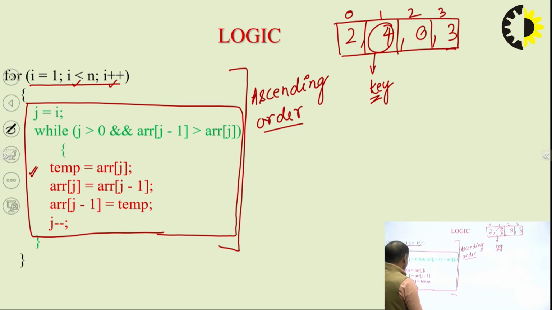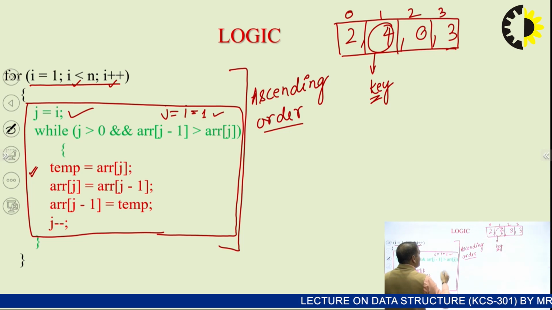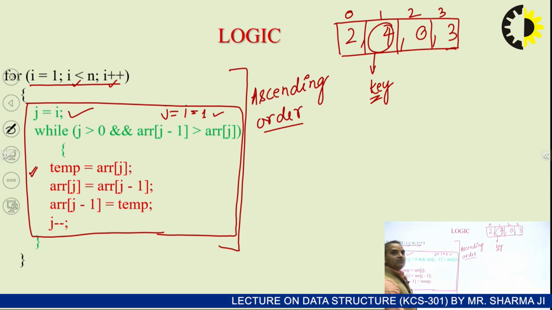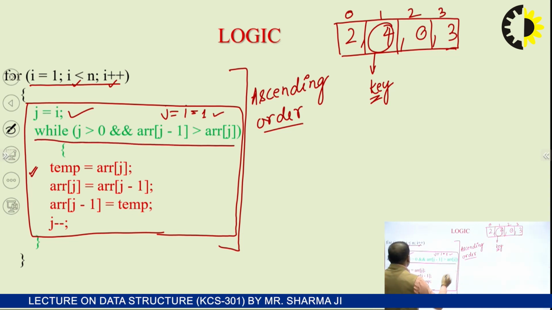Here the next line is j = i. Initially we take j = i = 1. That means we assign the value of j equal to 1. Then we take a while loop. The condition of the while loop is j > 0 and a[j-1] > a[j].